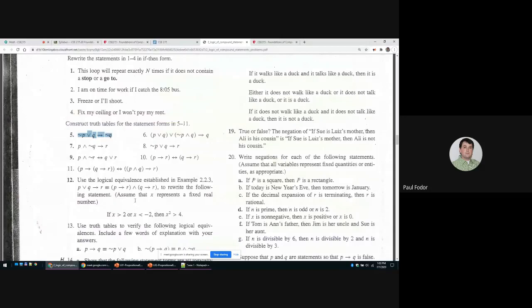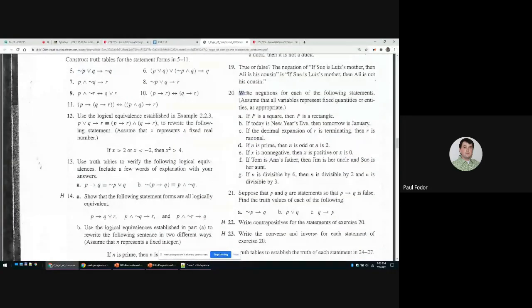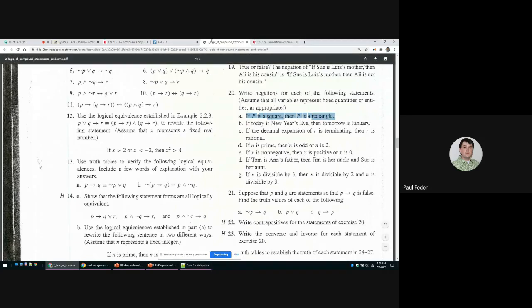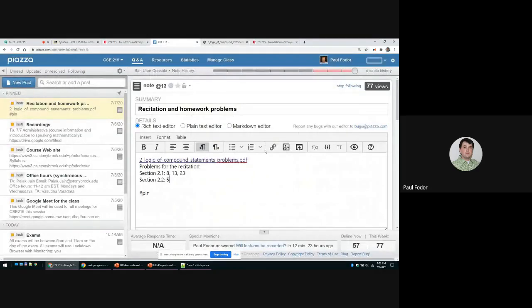Okay, so let's look at problem 20. Write negations for each of the following statements. Assume that all variables represent fixed quantities or entities as appropriate. If P is a square, then P is a rectangle. So let's actually write them in logic first. So let me add problem 20.